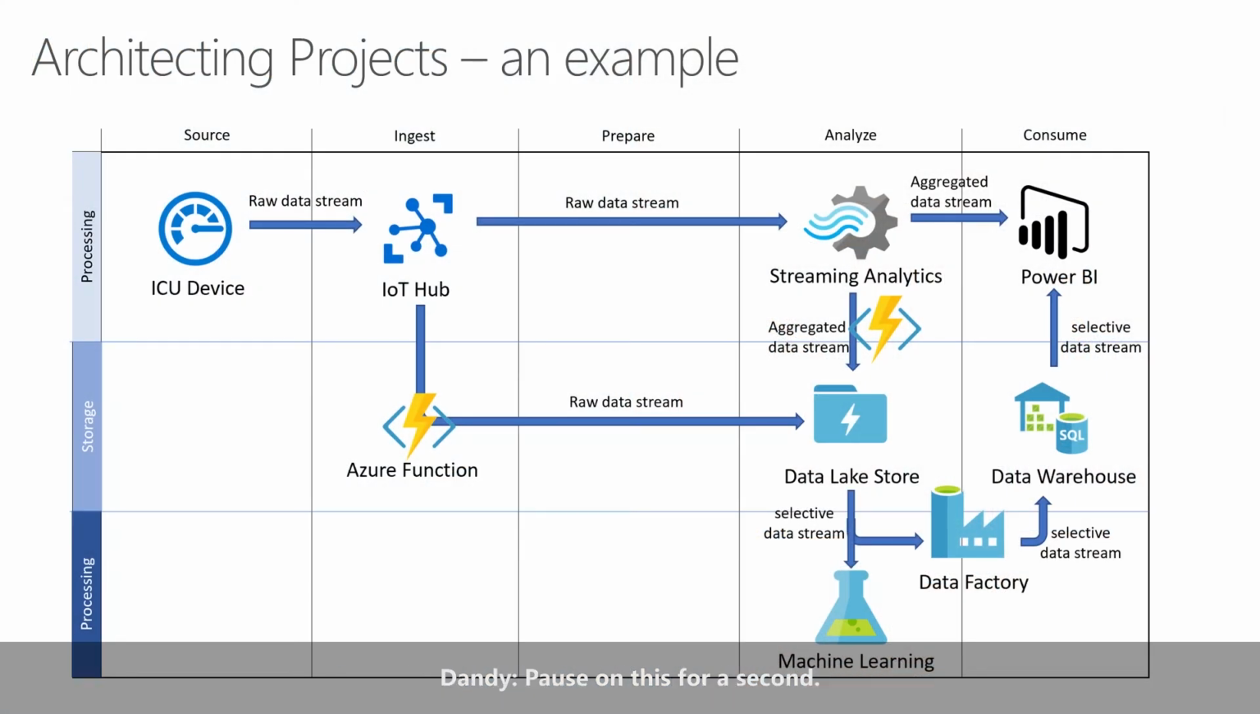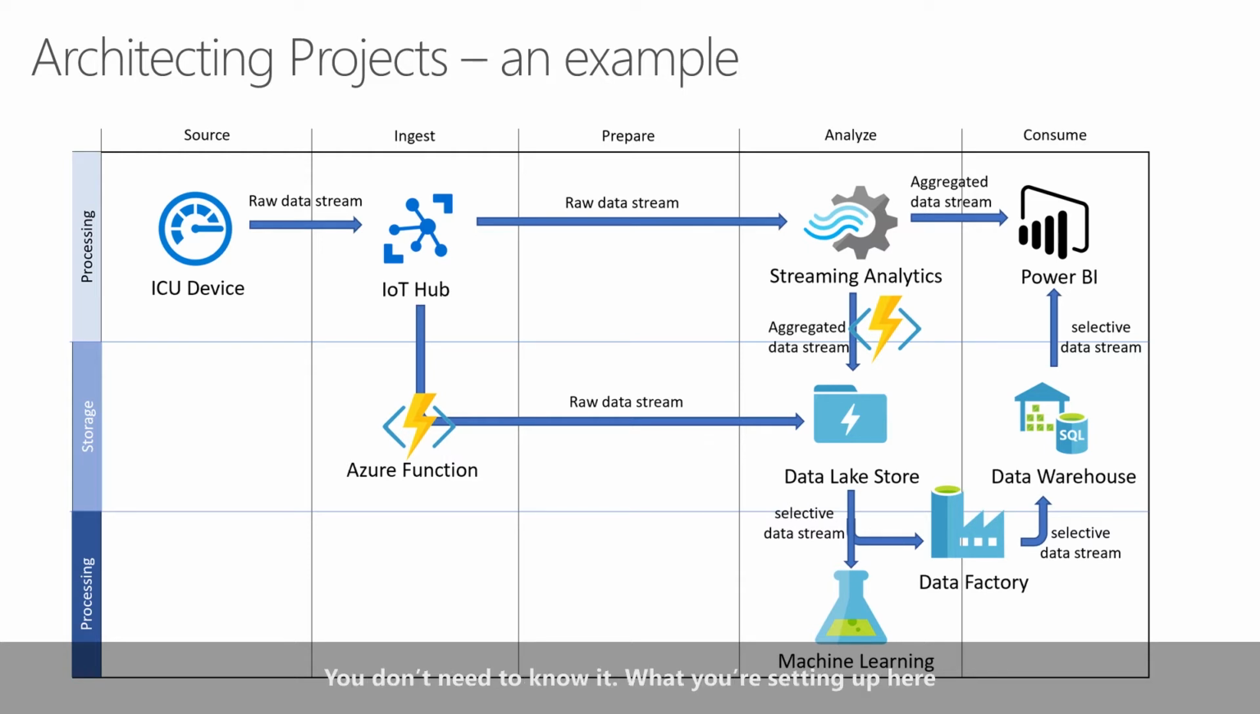Can we pause on this for a second? Walk me through this. It's not the details that you're seeing in the grids that I'm interested in. It's the titles at the top. Source, ingest, prepare, analyze, consume. At the end of the day, what are your source systems? How are you going to ingest them? And that's why I've deliberately put an IoT hub in there, because that's new. You're not teaching IoT hubs on this course. You don't need to know it.